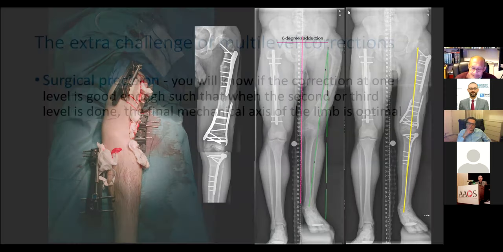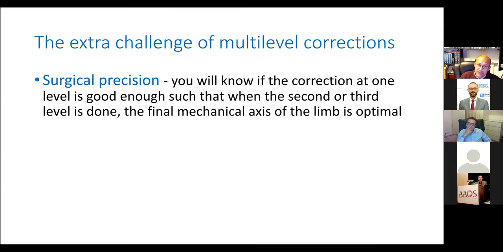and you can see that the axis has been restored. The challenge in doing multi-level acute correction is that you will only know that the correction is satisfactory once you have done all the levels. You cannot just do one correction and assume that correction is good enough. You have to do the other levels and then see the combined effect is what you require to restore the mechanical axis.